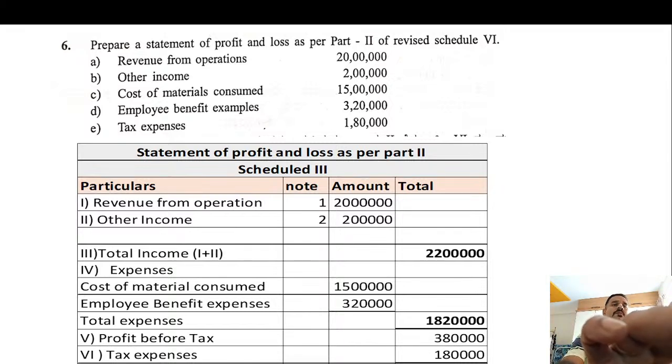Very simple problem. Only thing you should know is the steps to make it. First, revenue from operations and other income you have to add, then minus expenses, whatever expenses are given. Sometimes finance cost also comes, then cost of material consumed, employee benefit expenses, then total expenses 18 lakh 20,000, profit before tax is 3 lakh 80,000, then you minus tax expenses, and you will get profit after tax, that is 2 lakh rupees. So this is the 6th question.